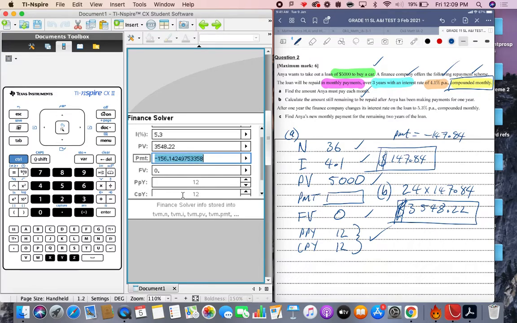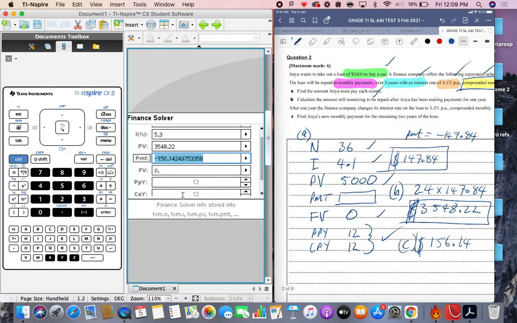So now can you see, hopefully this makes sense, that my monthly payments now jump up to $156.14. Doesn't sound a great deal, right? But your previous payments were 147, 148. Now you're 156. It makes sense because the interest rate's gone up. Beautiful.